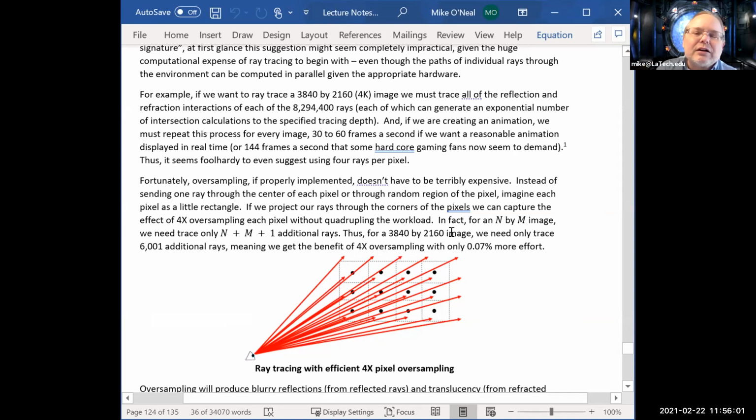So that's a little trick that gives you, in fact, in a 3,840 by 2,160 image, if we used this to do 4x oversampling, we will only look at 0.07% additional rays. So for a big image, it's a very tiny number of additional rays that you're casting to be able to do 4 per pixel, because most of the rays will be used by multiple pixels. Now, you could do a more expensive version where you actually shoot 4 rays through the center of that pixel.